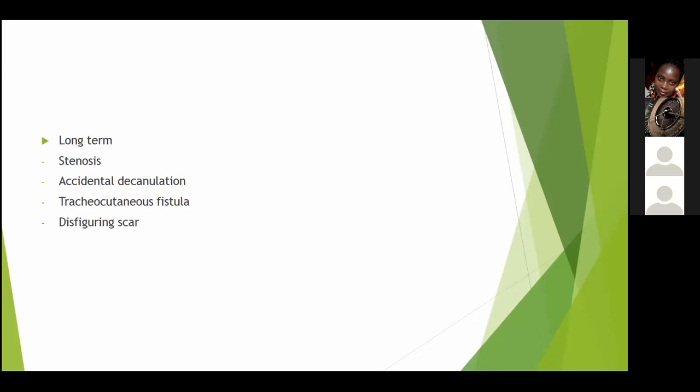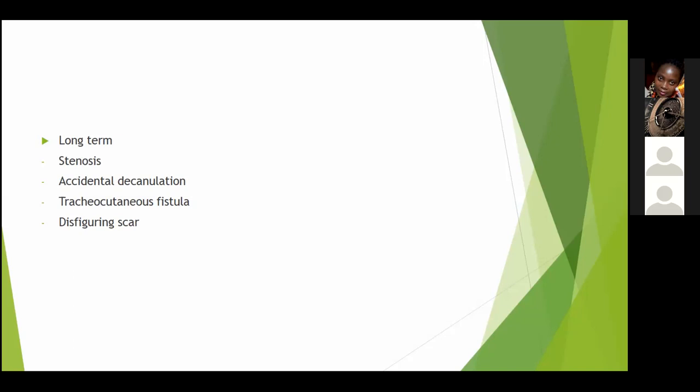You could have accidental decannulation. For example, if you've not secured your tracheostomy tube well, or if the patient or the caretakers don't secure it, and then maybe the patient is moving or they cough and then it comes out. So if there is now no one to help the patient, these people can end up dying, because without the tracheostomy, the stoma is not patent, depending on how long ago the tracheostomy was made.